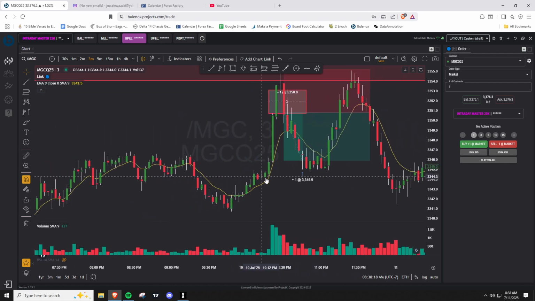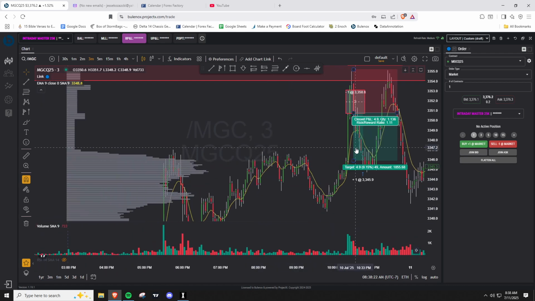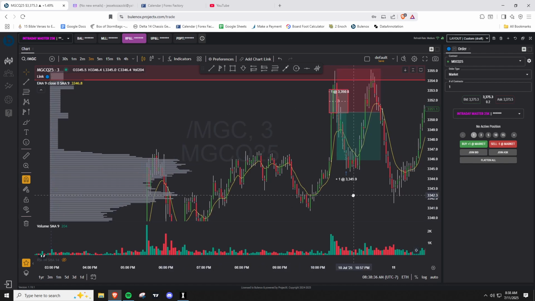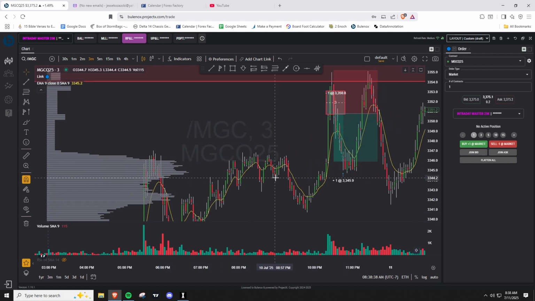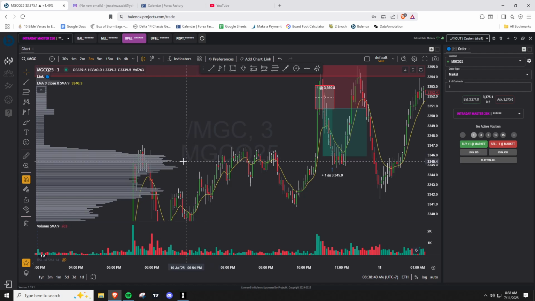And originally I was going to target here and here, but again, it was 10:30 p.m. my time, so I didn't want to hang out. And also on the volume profile, I could see that there's a large block of buyers and sellers right in this area. So I didn't want to try to trade through that because I could be sitting in this position for a while. So I basically took it going into the high volume area.